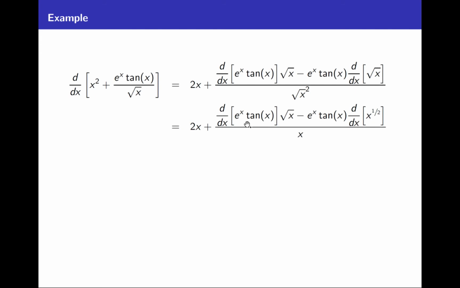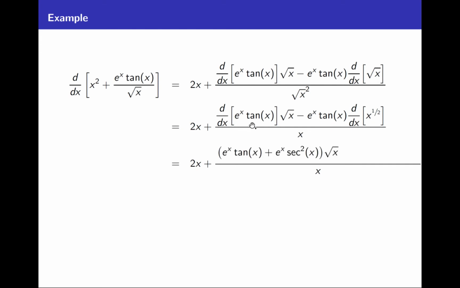And look at that. That's a product. So for that derivative, we're going to have to use the product rule. Notice we're inside the quotient rule here. But in this step, we have to use the product rule to find that derivative. So let's do this step by step. We got the 2x, a big fraction over x.